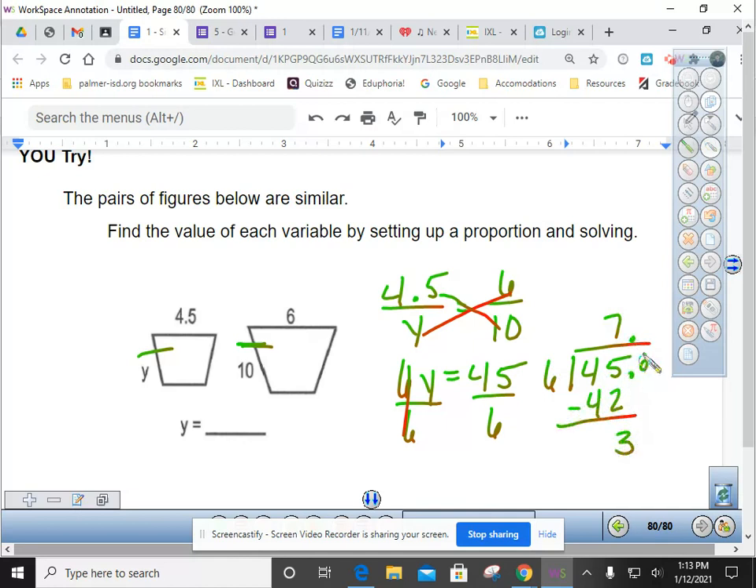Do you get 7.5? So y equals 7.5. And the next one.